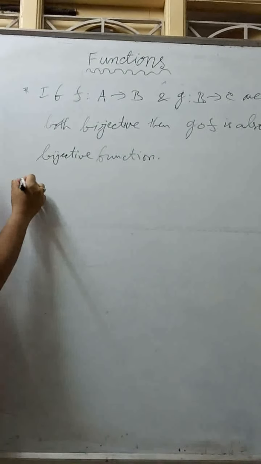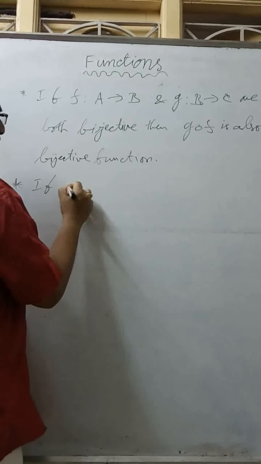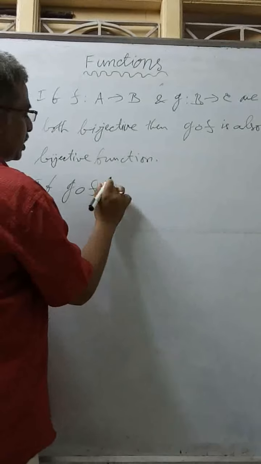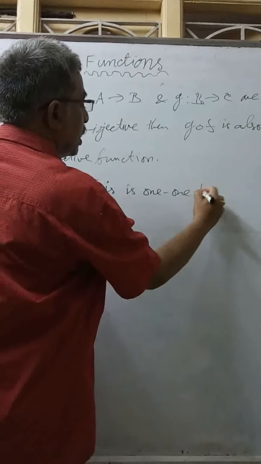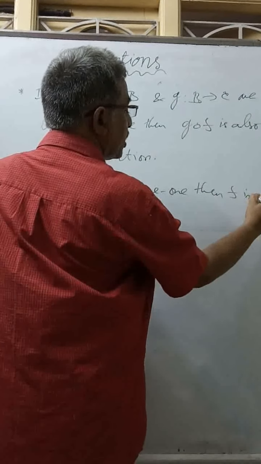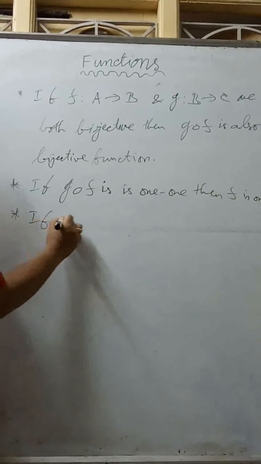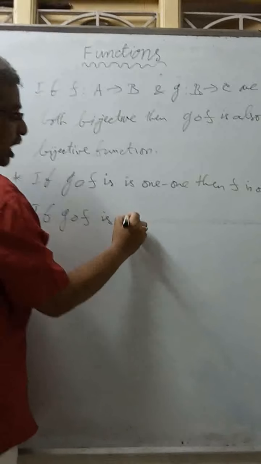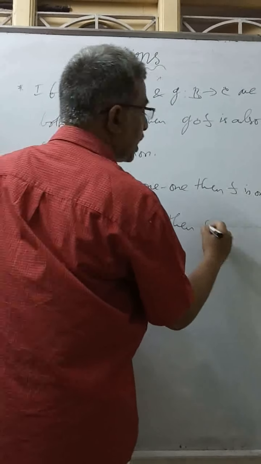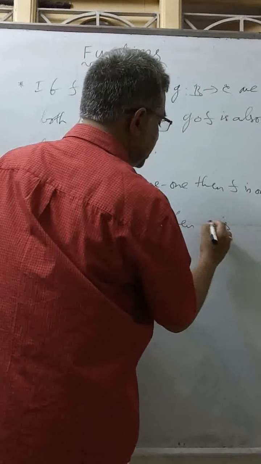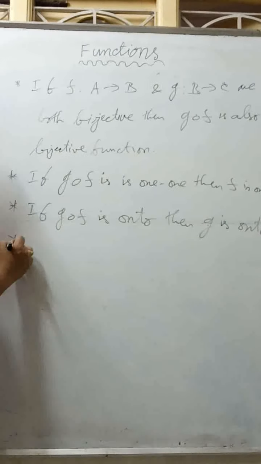Next, if G circle F is one-one, then F is one-one. But if G circle F is onto, then G is onto.